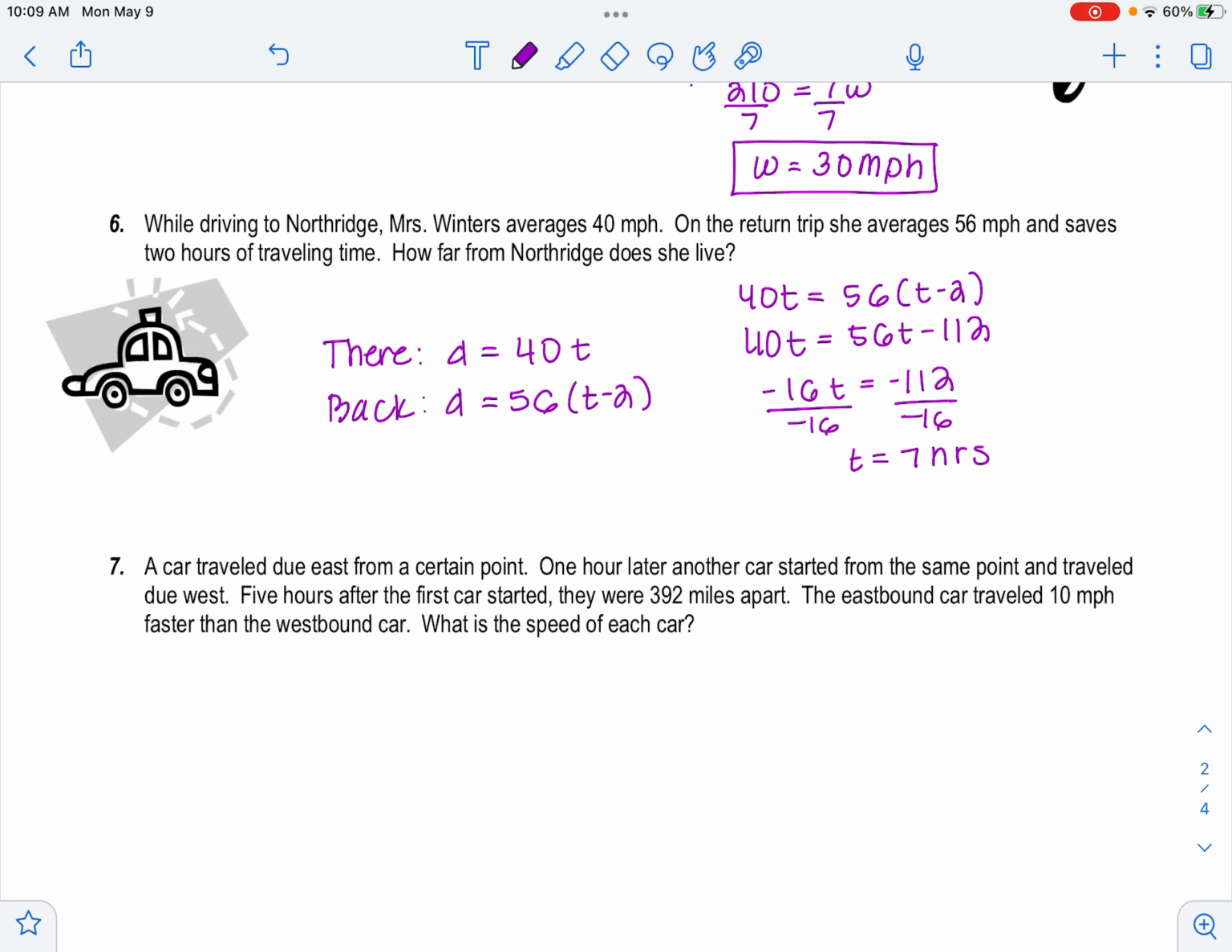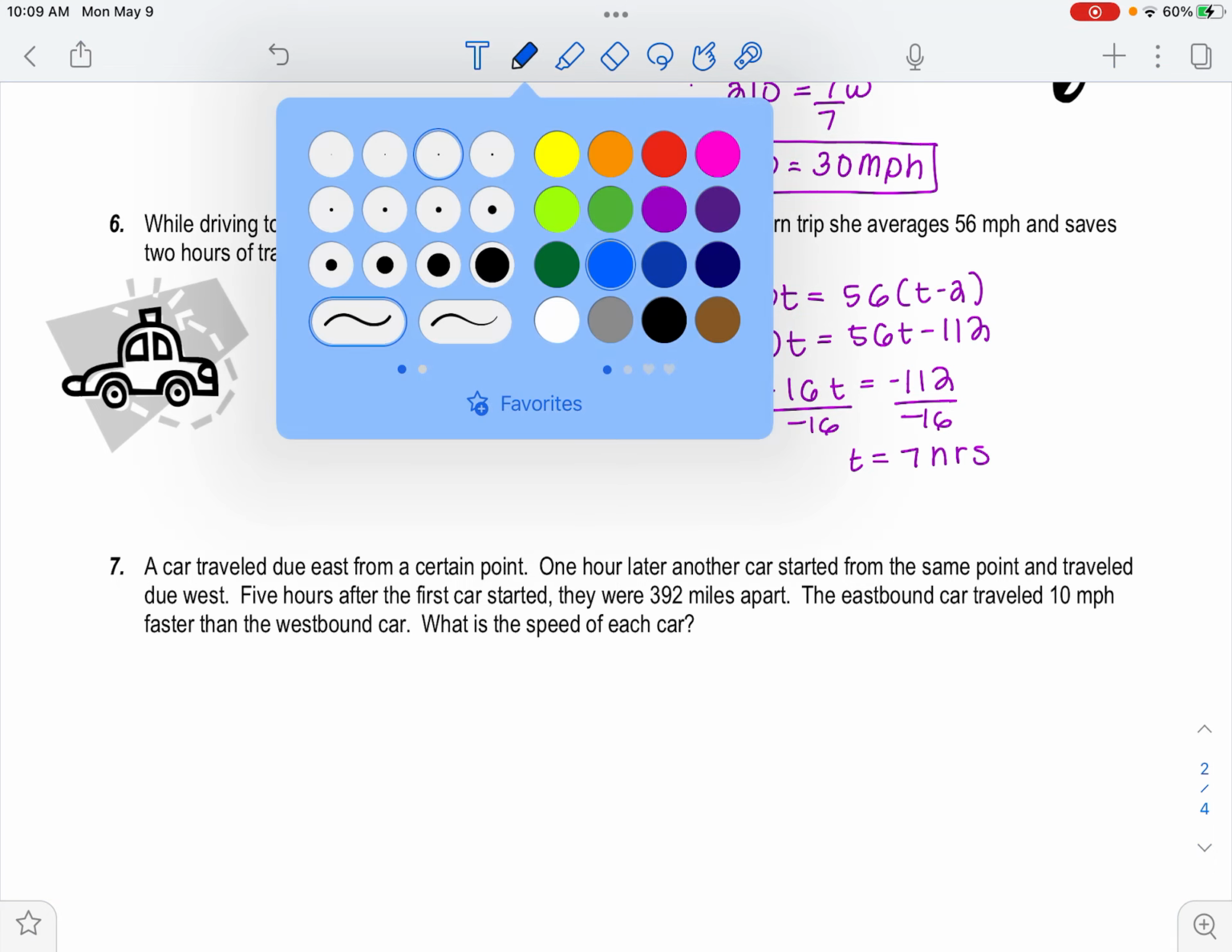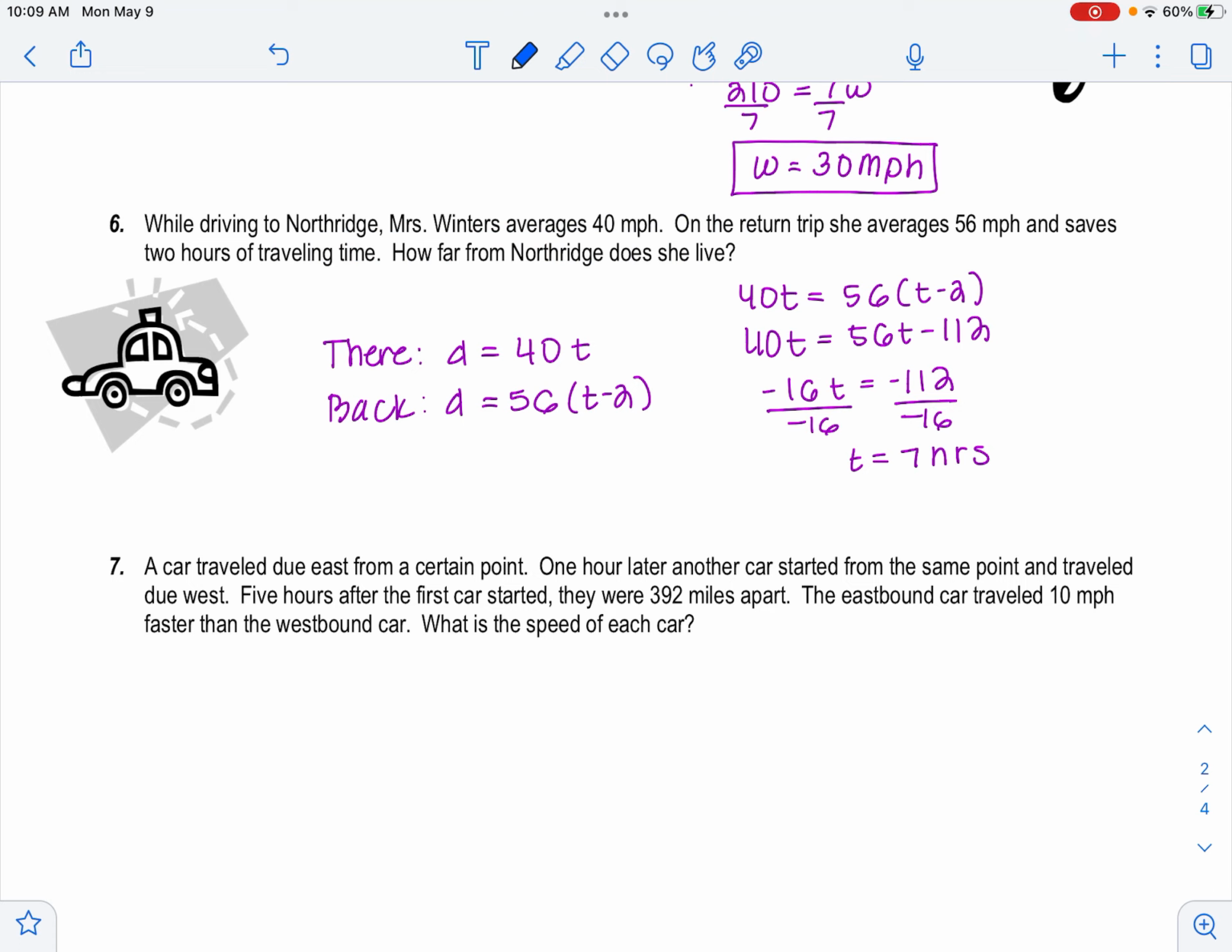But that's not what it asked us. It asked us how far does she live from Northridge, right? So we need to plug in 7 there, or we could plug it here. It doesn't matter. It's going to give us the same answer because they're equivalent. I'm going to use the first one. D is equal to 40 times 7. And we get her distance is 280 miles.